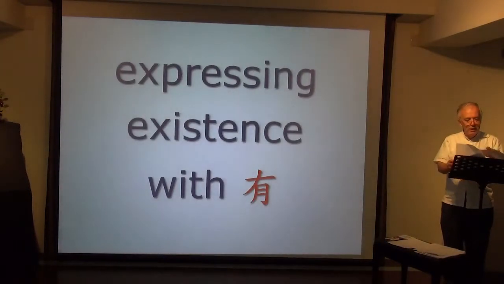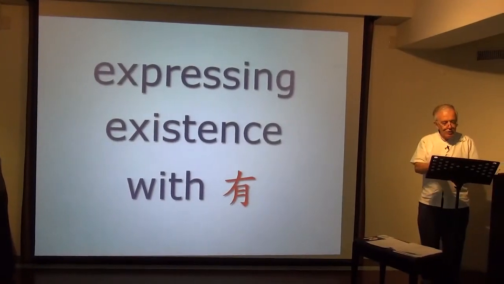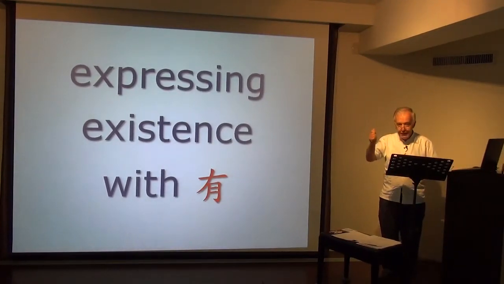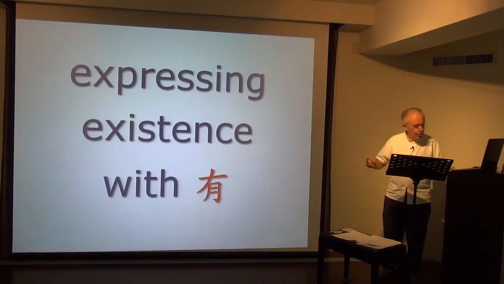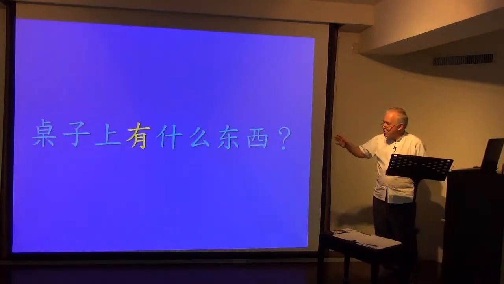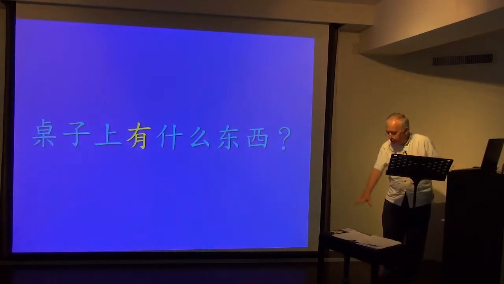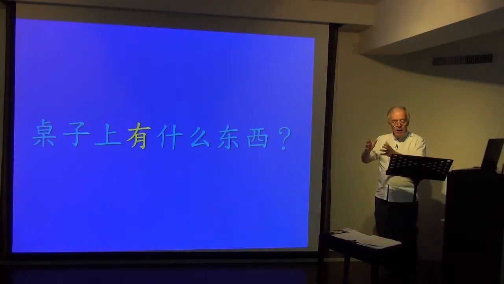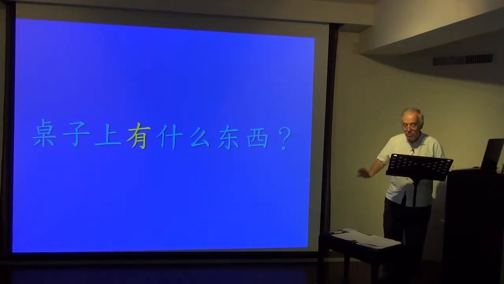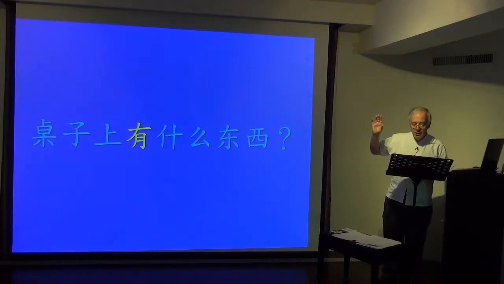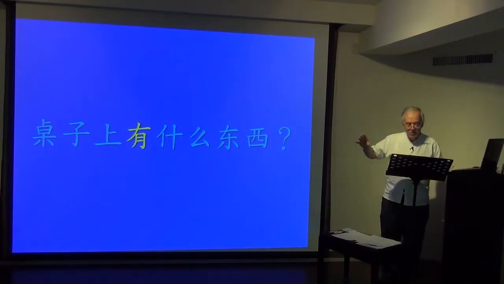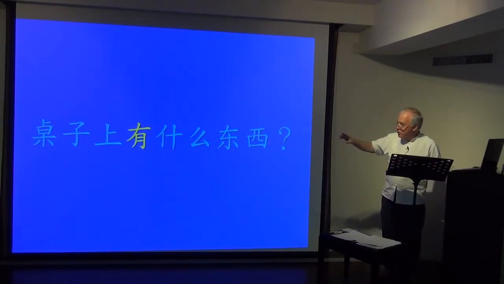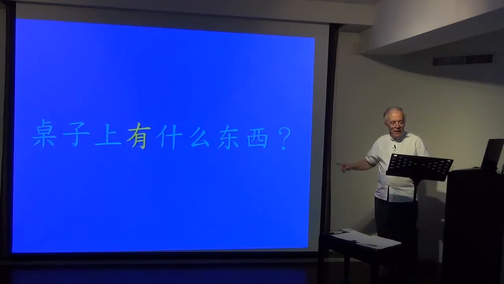All right, let's move on now. Expressing existence with 有. Remember, we've already learned 有 as to have. 我有笔, I have a pen. But 有 can also be used to express existence. 桌子上有什么东西? In English we say there is or are objects or people at a place. There is a book on the table. There are many Chinese living in America. And so the place word, 桌子上, stands in the subject position, followed by 有 and the noun.